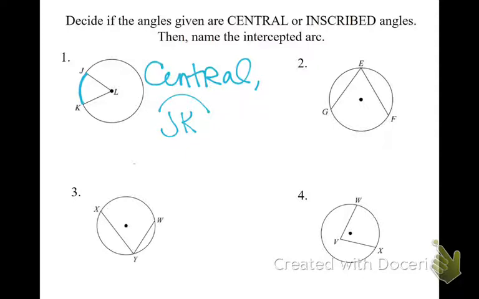Number 2, where is the vertex? On the circle. So what kind of angle is this? Inscribed. It is inscribed. All right, and it creates this intercepted arc of GF. Number 3, where is the vertex? Is it in the center, on the side, or neither? On the side, which makes it what kind of angle? An inscribed angle.